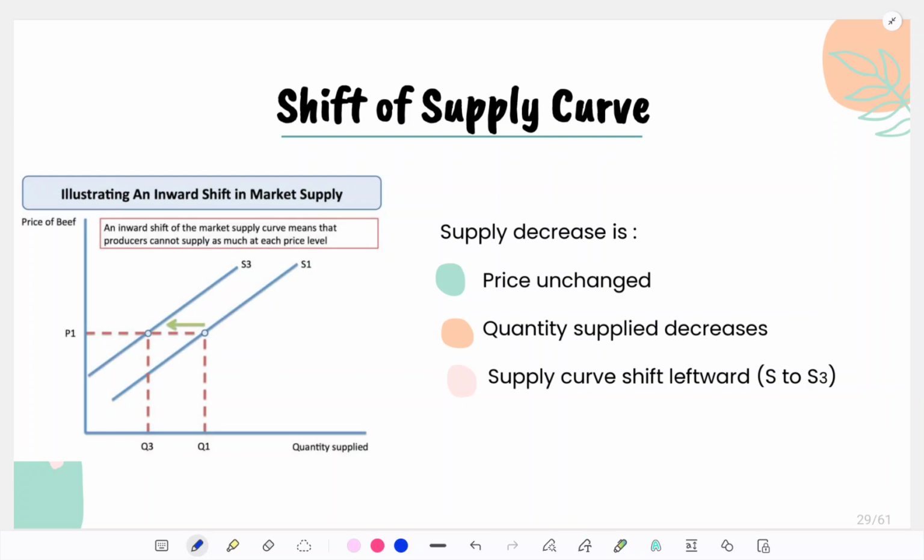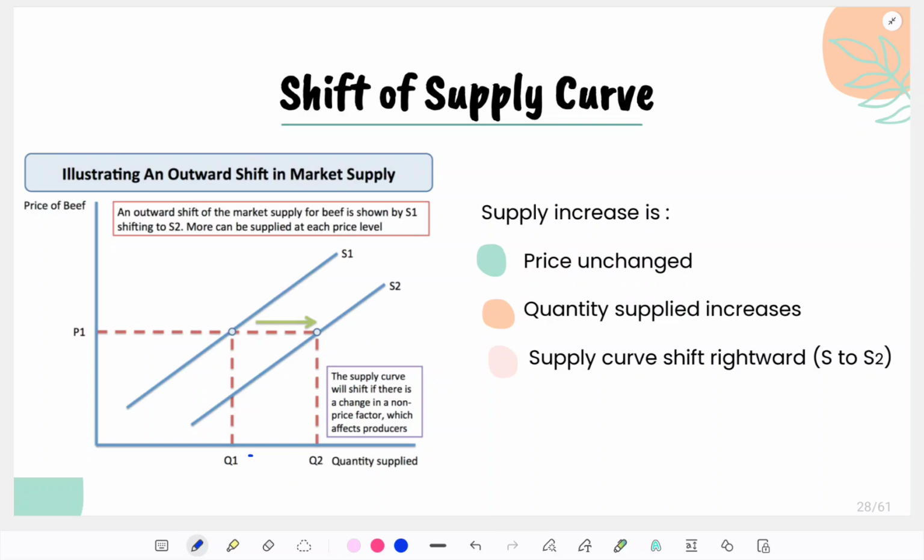So the supply curve shifts when something other than price changes, and this affects how much the sellers are willing or able to supply. If supply increases, the supply curve will shift rightwards. If supply decreases, the supply curve shifts to the left. Why? When supply increases, it means that the price of the good is unchanged, but quantity supplied increases.